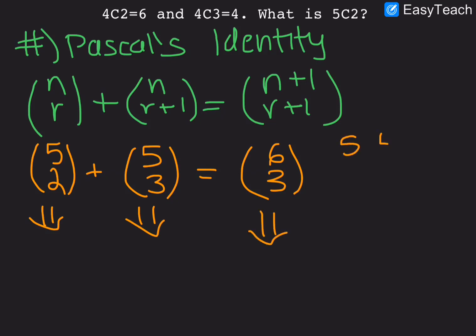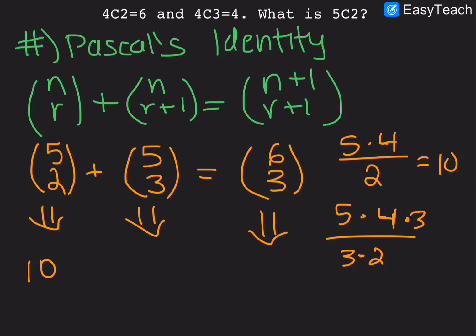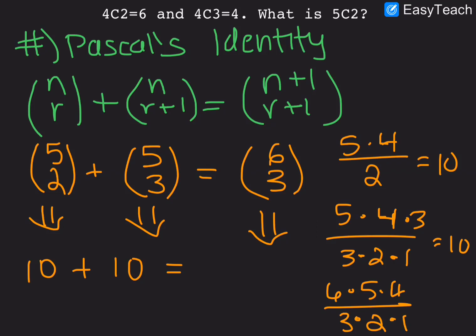5 times 4 over 2, that's equal to 10. 5 times 4 times 3 over 3 times 2 times 1 is again 10, equal to 6 times 5 times 4 over 3 times 2 times 1, which is equal to 20. And indeed, 20 is equal to 20.